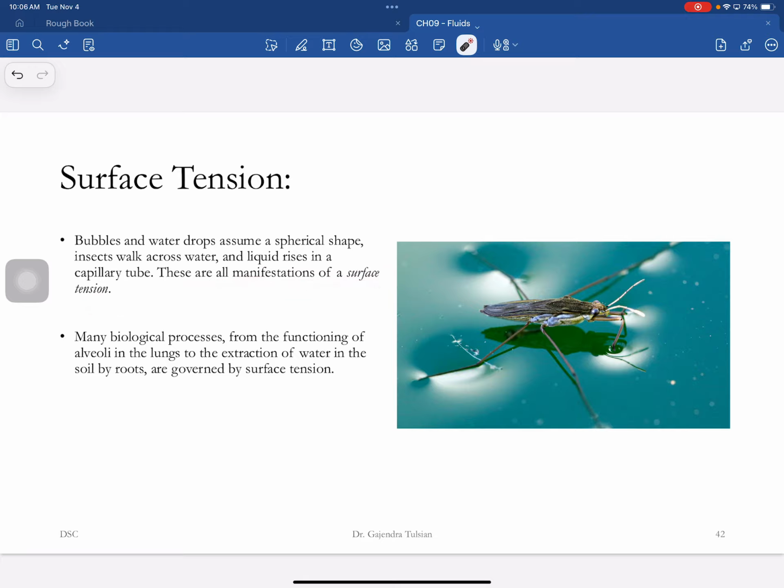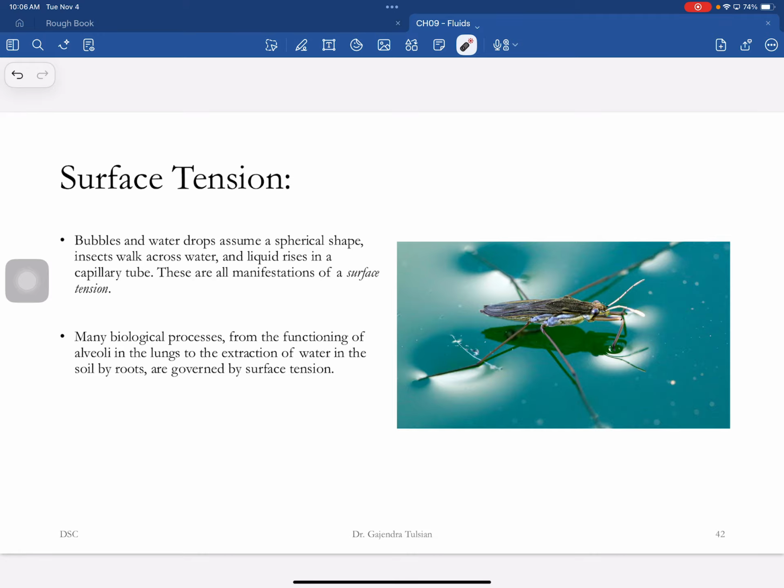Many biological processes, from the functioning of alveoli in the lungs to the extraction of water in soil by roots, are governed by surface tension. So we'll talk about the capillary effect in a second, and the water rising in the soil to the roots is a capillary effect. When you use those paper towels and the paper towel absorbs all the water from a wet spot, that's a capillary effect. And so we'll look at all of them.